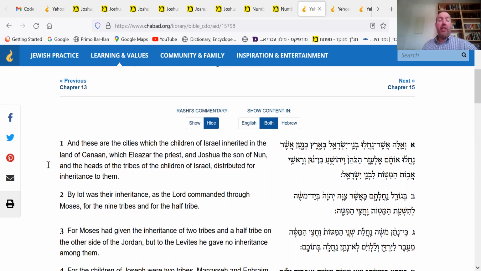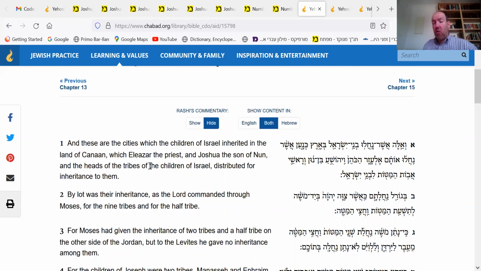So here we have explicit information about how it was done. It was done by lot, no elaboration on how the lot was performed, but we know that there was some kind of a lottery, a lot that determined the allocation. And of course, lotteries representing the will of God, which lands he wants to give to which tribes. What's interesting is the ordering here. Note that it's not Joshua who's mentioned first, but in the allocation, it states Eleazar the priest and Joshua the son of Nun and the heads of the tribes of the children of Israel distributed for inheritance.